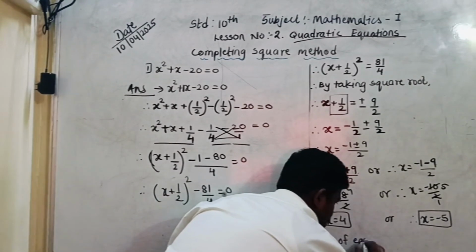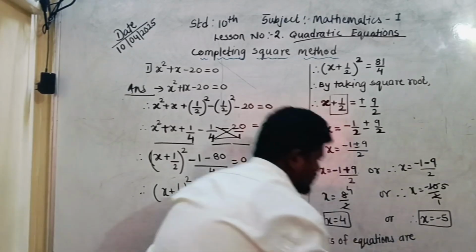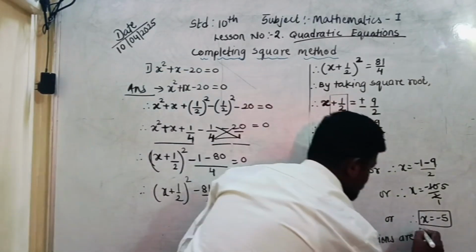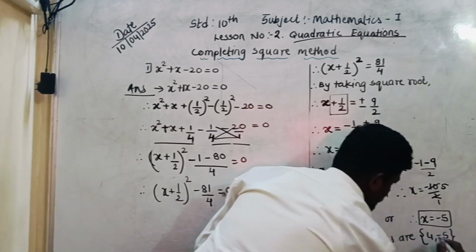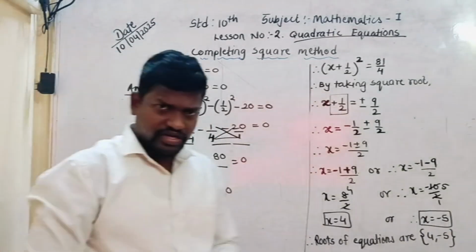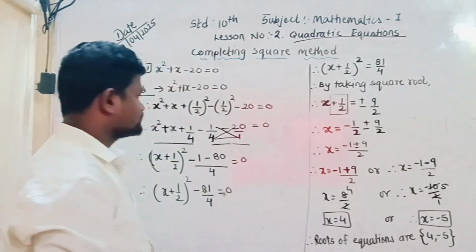Roots of the equation are 4 and minus 5. Okay, understood? So let's recap this question again.